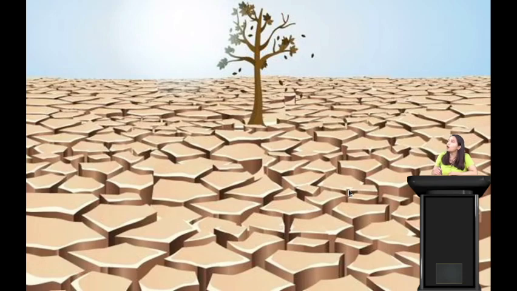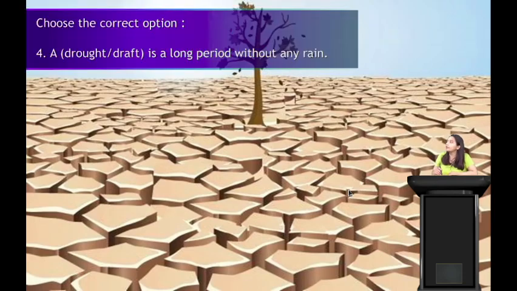A drought is a long period without any rain. Which one is correct among these two? I give you 10 seconds to answer this question. Okay students, time up. The correct answer is drought. A drought is a long period without any rain.